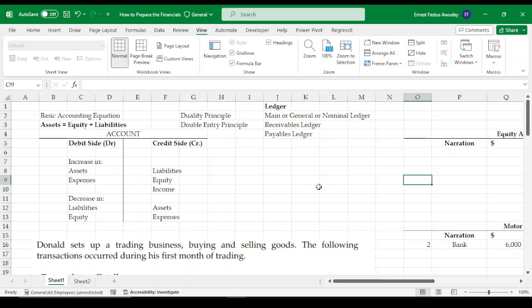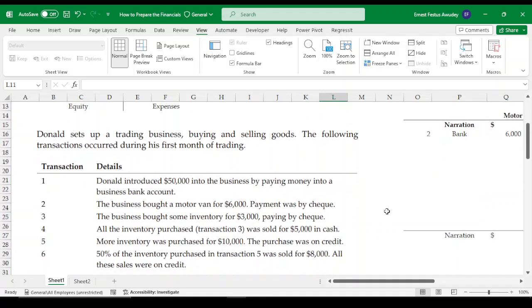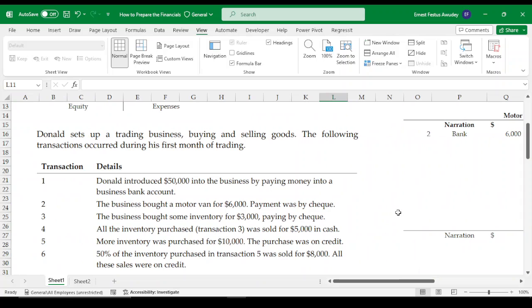All right, so as you can see, I have to turn it off by unselecting that, and that is it. That is how I turned off my grid lines. All right, okay, so let's continue.